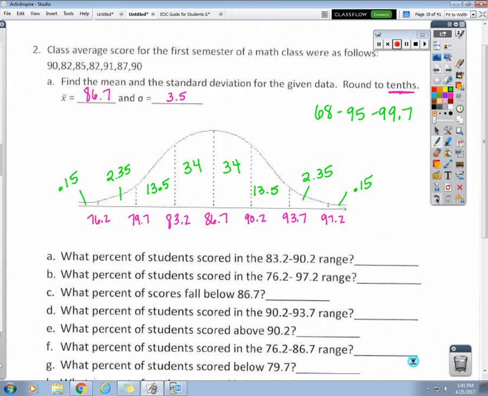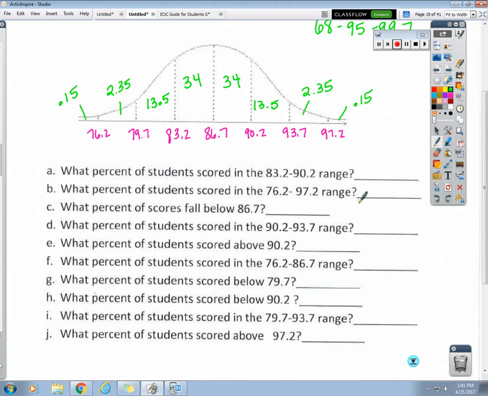Now that you have everything labeled, you can answer these questions. What percent of students scored in the 83.2 to 90.2 range? 68%. Because 83.2 is 1 standard deviation below, 90.2 is 1 above, so those two add up to 68. What percent of students scored in the 76.2 to 97.2 range? Right. Those go from 3 below to 3 above, 99.7%. What percent of scores fall below an 86.7? 50%, because 86.7 is the average. So 50% will be below it, 50% will be above it.